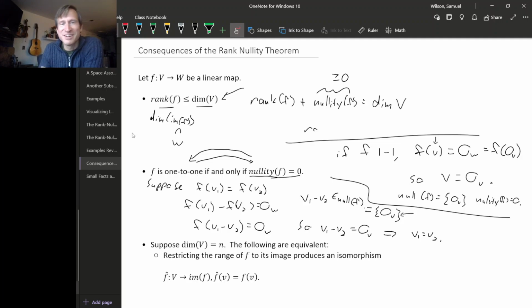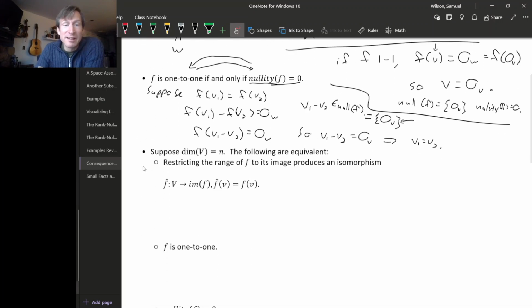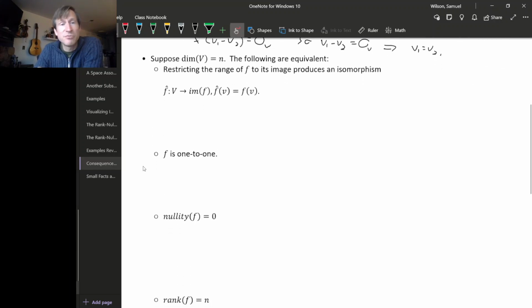Of course, this isn't, well, let me just leave it there. All right, last thing to show using the rank nullity theorem is that all these statements are equivalent. So we're going to suppose that the dimension of our domain space is n.